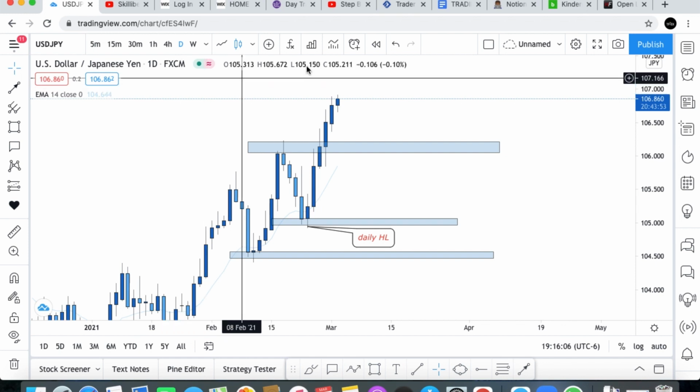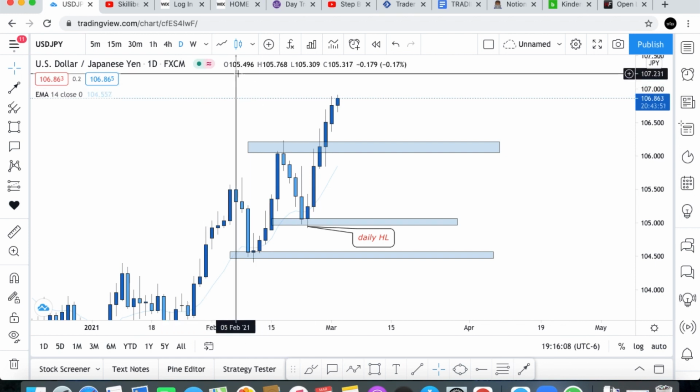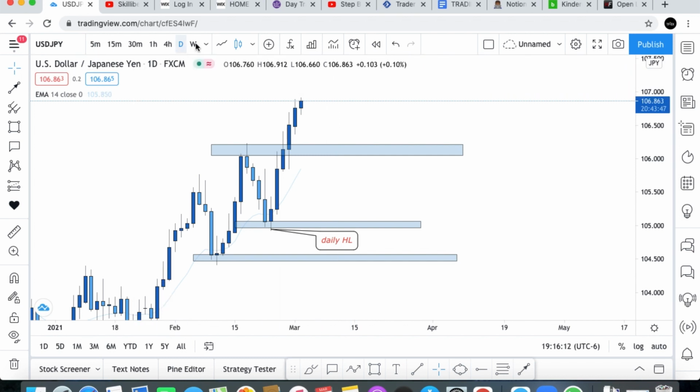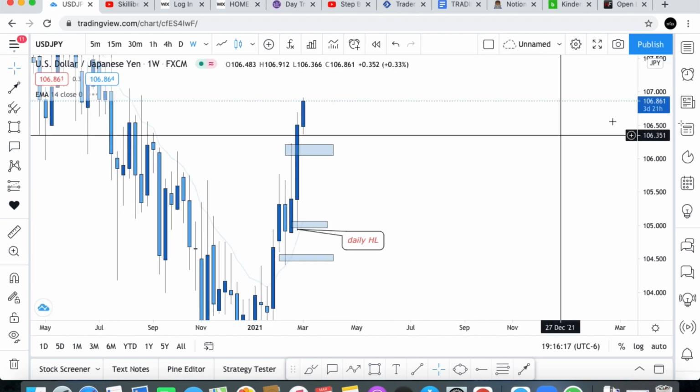So first things first, the market trends on every single time frame, guys. What I mean by this is, if you go on the weekly time frame, even the monthly time frame, you will realize that price is creating higher highs and higher lows.